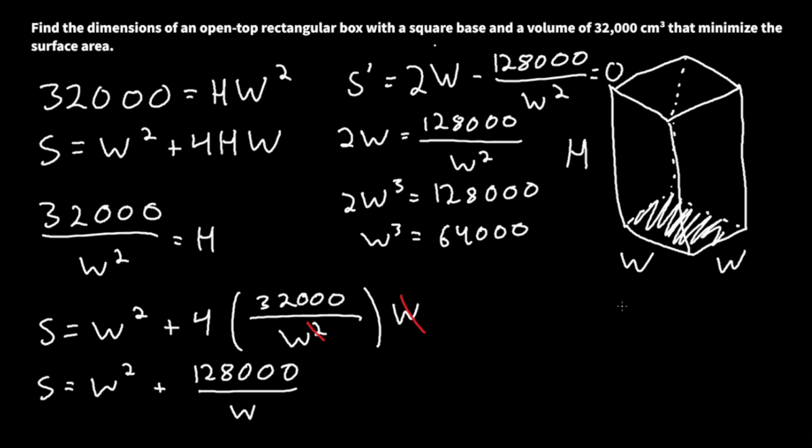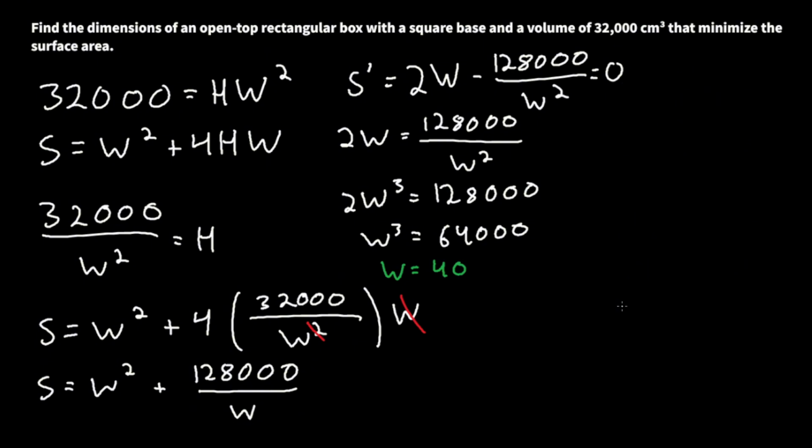And in the end, after you cube root both sides, you should get that the width is equal to 40. 40 is your optimized point. Let's erase this for more space. But we don't know if this is a local max or local min yet. So we can take the second derivative of this function.